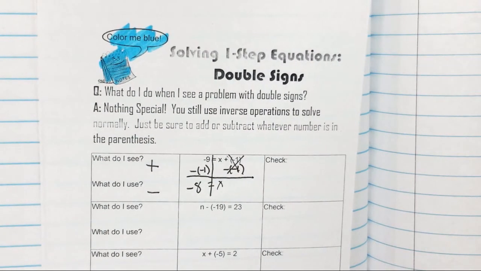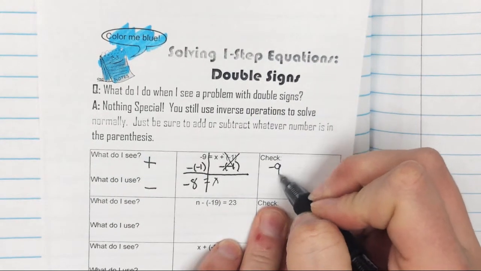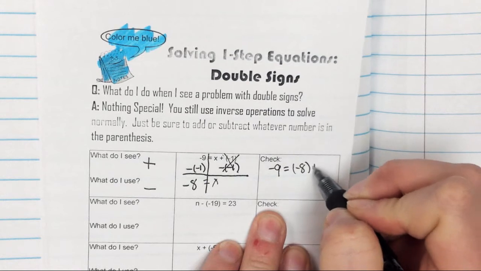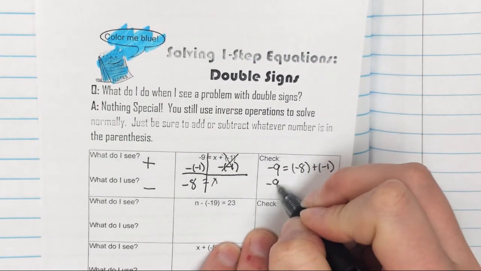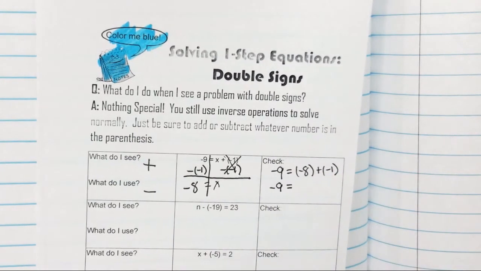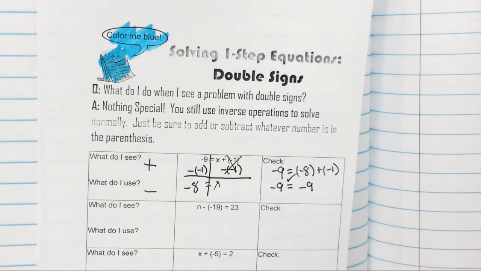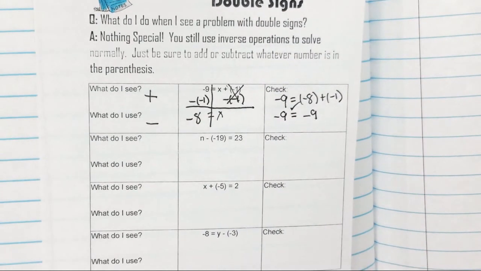We check this the same way by plugging back in. So I have negative 9 equals negative 8 plus negative 1, and negative 8 plus negative 1 is negative 9. Checks out.